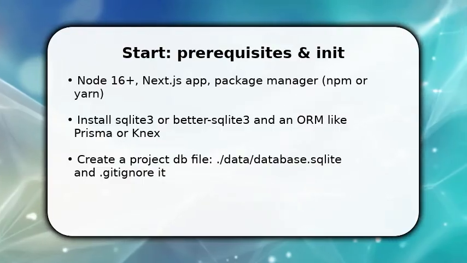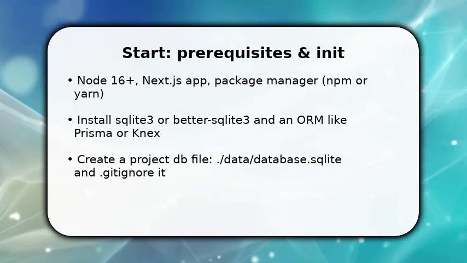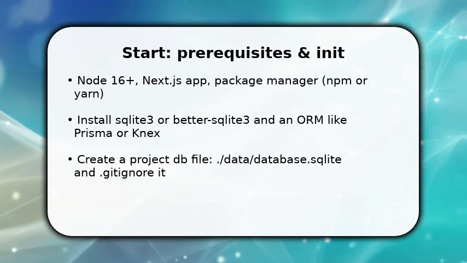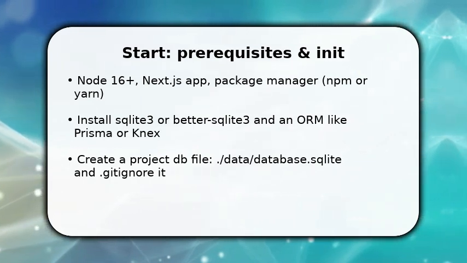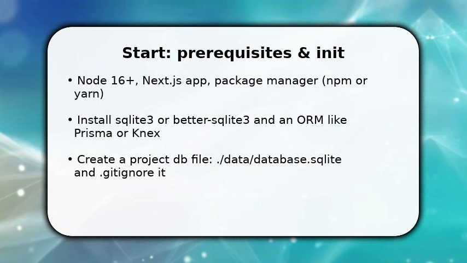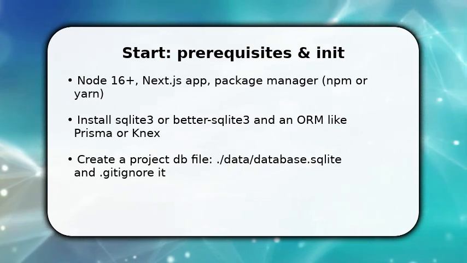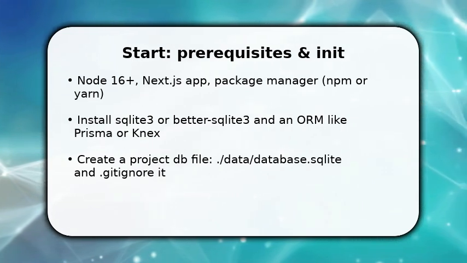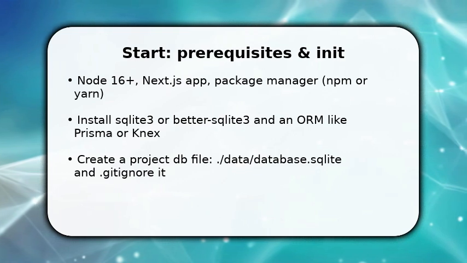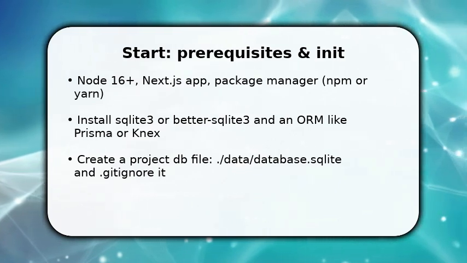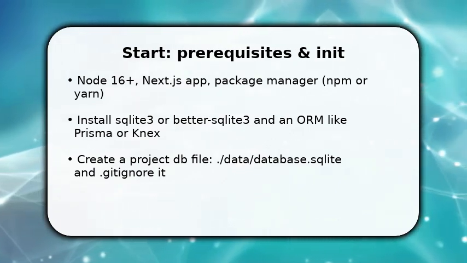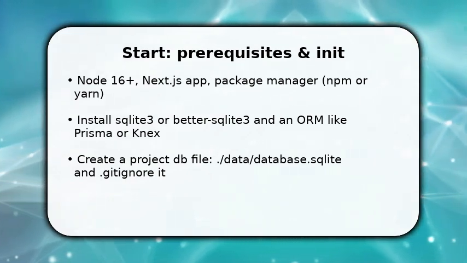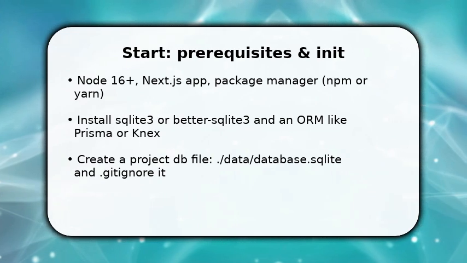You begin by ensuring Node 16 plus and a Next.js app are ready, then install a SQLite client and optional ORM. Next, create the local database file in a data folder and ignore it in Git. Once done, set a clear database path in an environment variable so server code can reuse it. Make sure to use server-side API routes or server components for direct DB access. Never expose the DB to the browser. This gets you into the first actionable state quickly and safely.